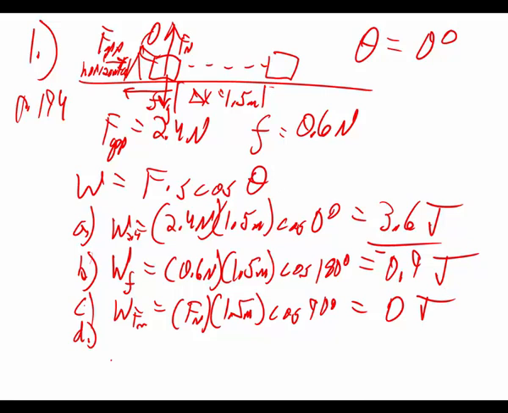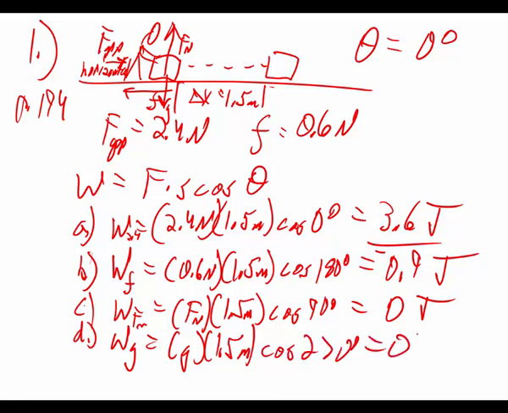Well, guess what it's going to be for gravity? Yep. So we're going to do G, 1.5, cosine of 270. And that's 0. Cosine of 270 is 0.